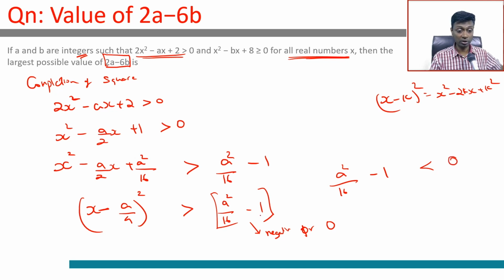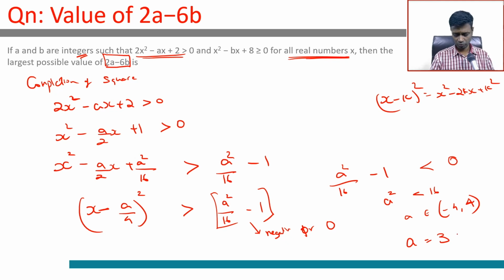Because if this were equal to 0, then (x - a/4)² is always greater than 0. That won't hold good, because if x is a/4, this will become 0. And this number should be negative. Or a² is less than 16. A is in the range minus 4 to plus 4. Right, so we want the largest possible value of 2a - 6b. So a has to be as high as possible. A cannot be 4, so a should be 3.